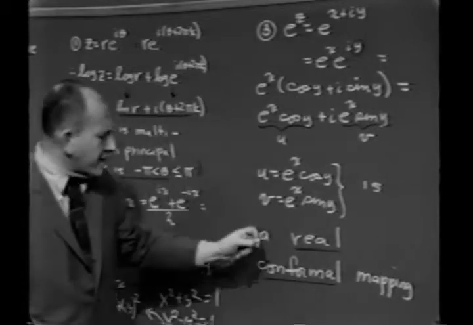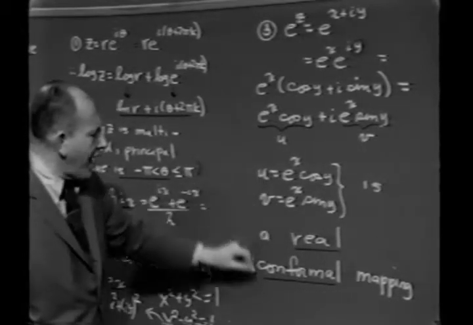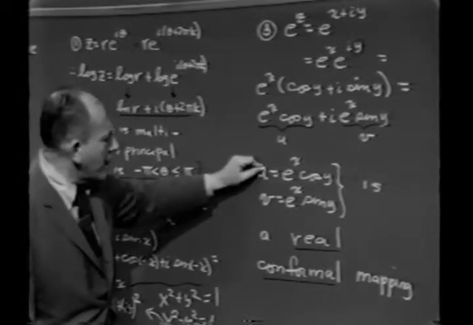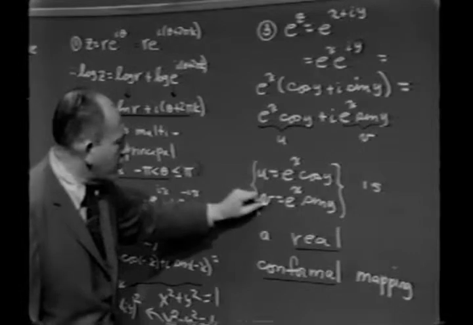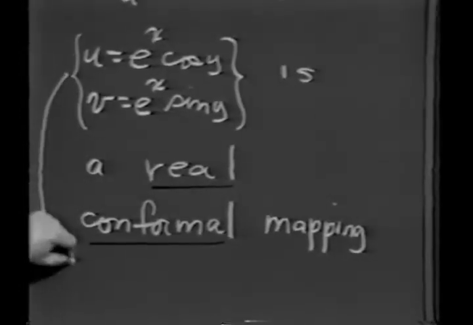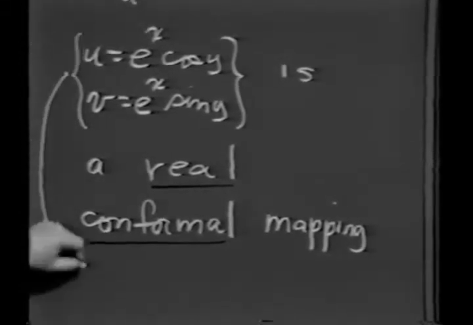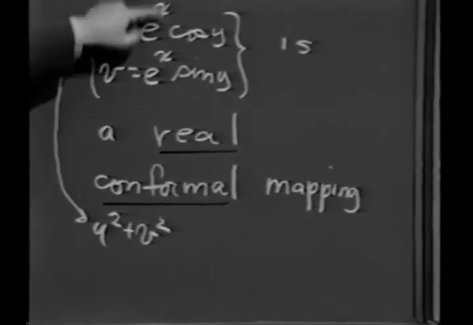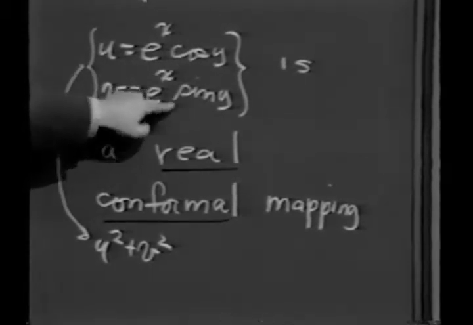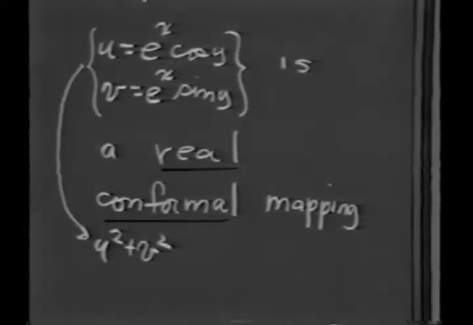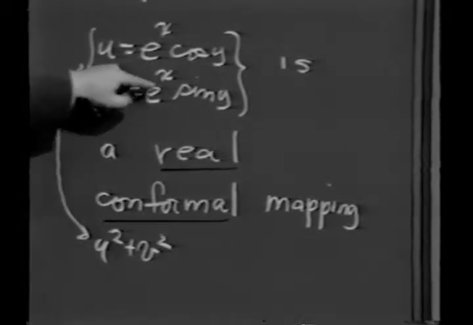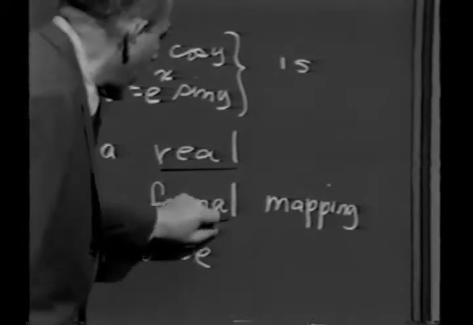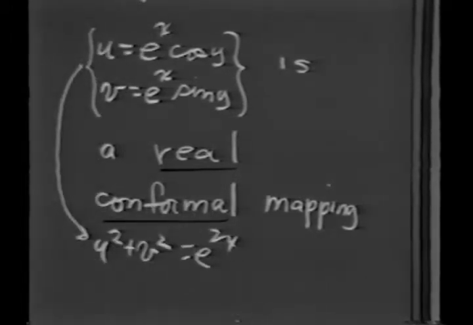Now, again, I didn't write this in here, but maybe it's a worthwhile aside to show you what this conformal mapping looks like. For example, notice that if I square both sides of each equation here and add, what do I get? On one side, I get u squared plus v squared. On the other side, I get e to the 2x cosine squared y plus e to the 2x sine squared y. I factor out e to the 2x, and that gives me e to the 2x times sine squared y plus cosine squared y, which is 1. So this is just u squared plus v squared is e to the 2x.